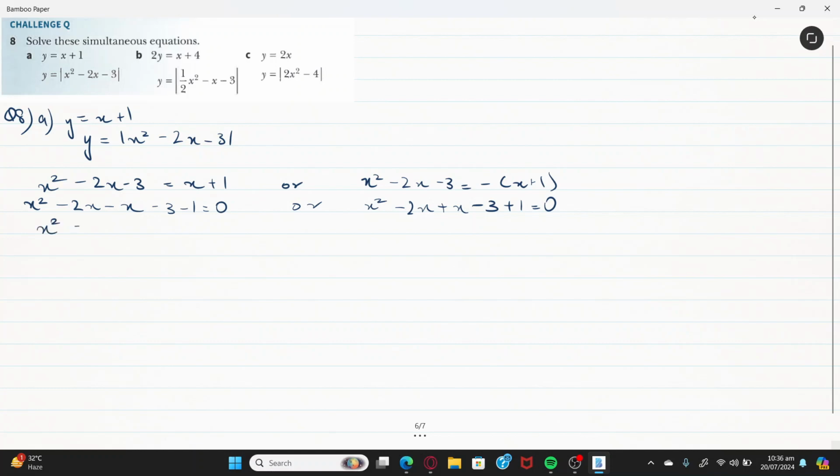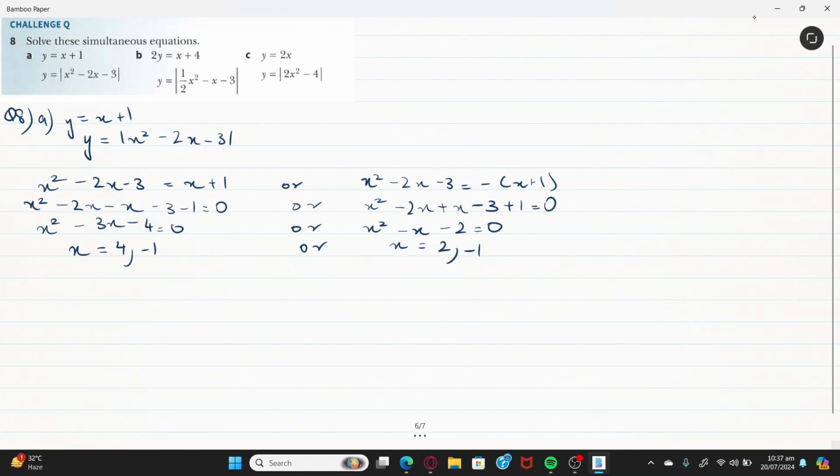x squared minus 3x minus 4 is equal to 0, or x squared minus 2x plus x minus x minus 2 is equal to 0. Again, solve this quadratic equation. For this part, we are going to get x equals 4 and x equals negative 1. For the other part, we are going to get x equals 2 or x equals negative 1. So we have one common value for x, negative 1.